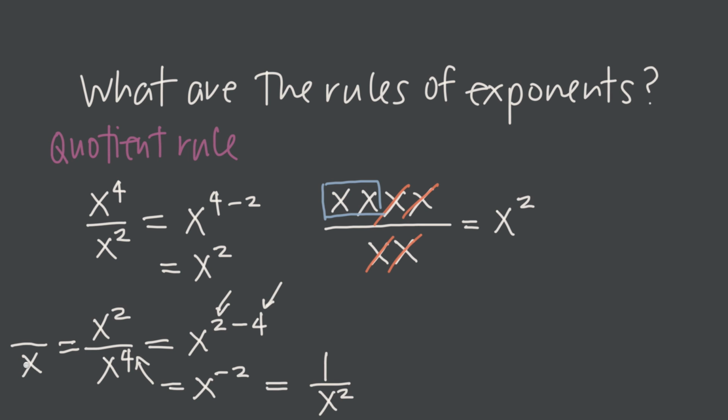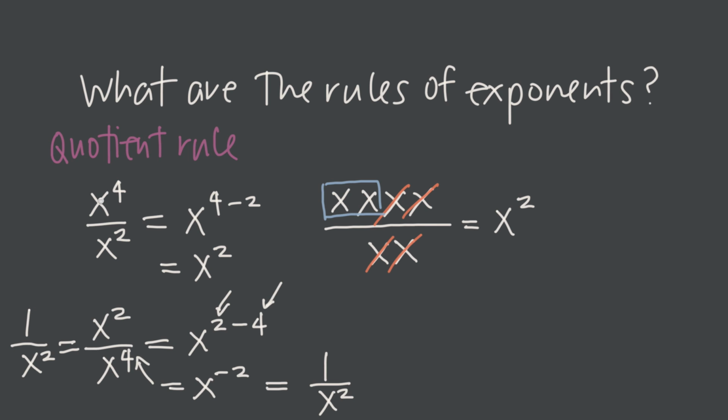And then for the exponent on that base, we say 4 minus 2. We always take the larger number minus the smaller number. 4 minus 2 is 2. And then we just put a 1 on the other side of the fraction. So you can do it that way also.